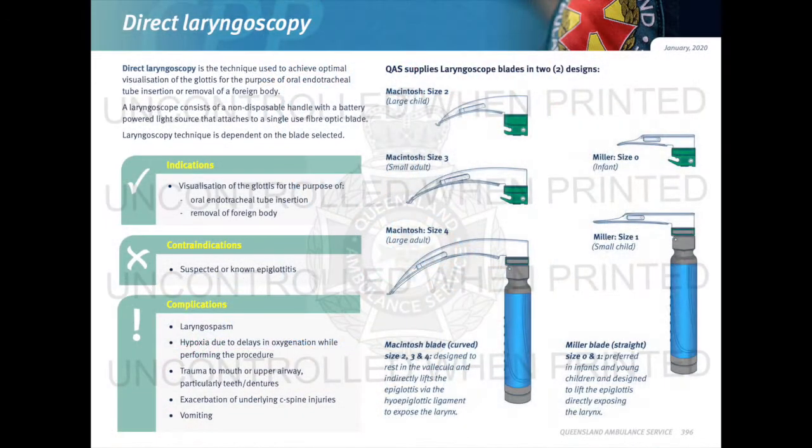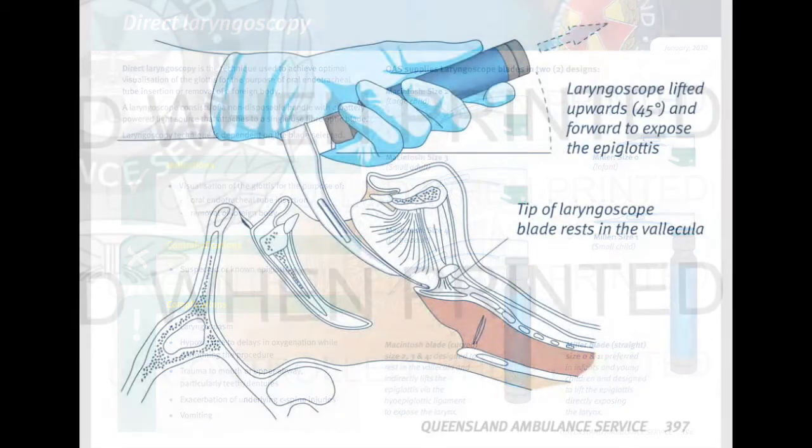Yeah. Okay. A quick overview of direct laryngoscopy before we get into the skill. The indication is visualization of the glottis, and removal of foreign body, but in our instance it's going to be an ET insertion. So quickly looking at our blades here, we've got Miller and Macintosh, and I'll be using a Macintosh size 4.